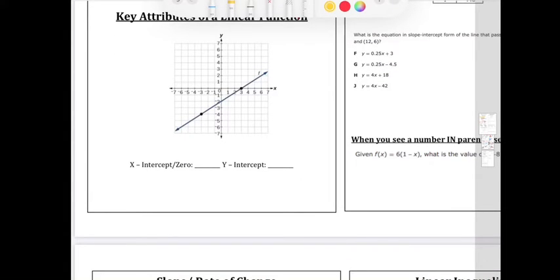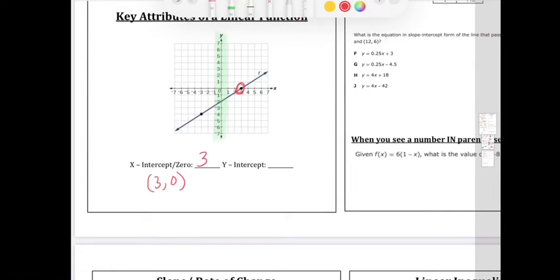The next set of vocabulary we have are called key attributes. So what this means, I need x-intercept or 0. It means the same thing. The x-intercept or the 0 is where your line crosses the x-axis. So in this graph, my x-intercept or my 0 is the number +3. I can write that as an ordered pair. It sits in the x spot, which is (3, 0).